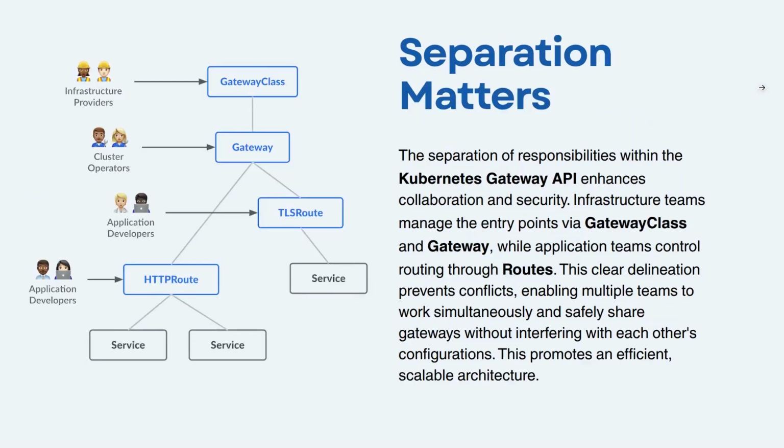The separation matters because of responsibility. The infrastructure team manages the entry point via GatewayClass and Gateway, while the application team controls the routing through routes. And this separation prevents conflict and enables teams to work safely and simultaneously with different configurations.